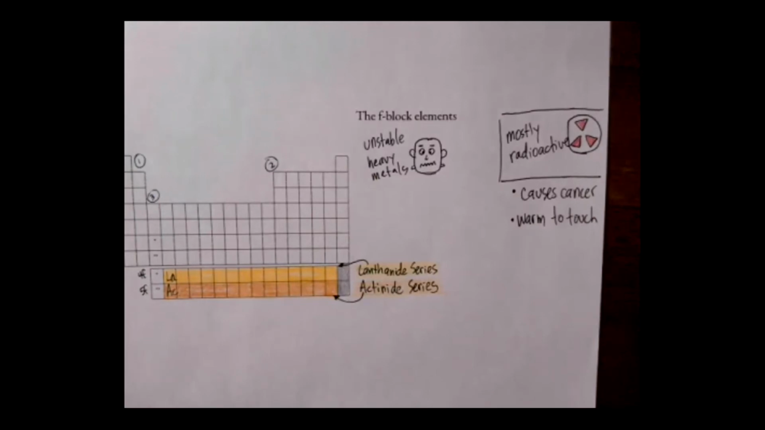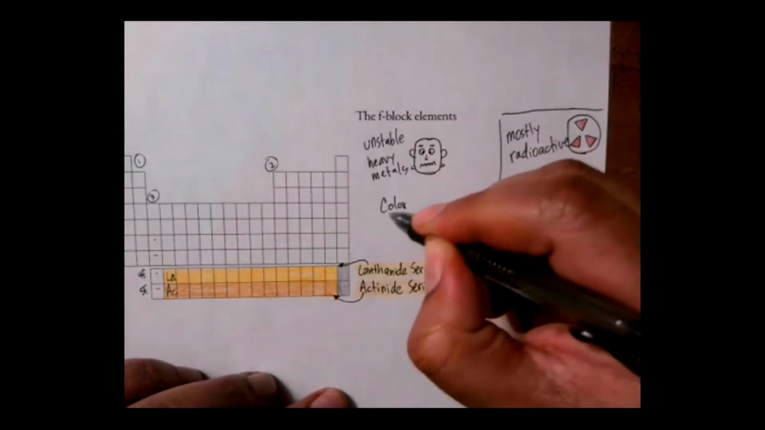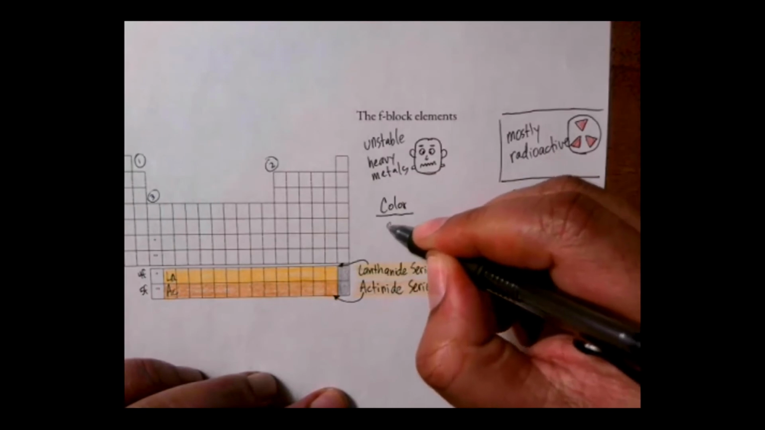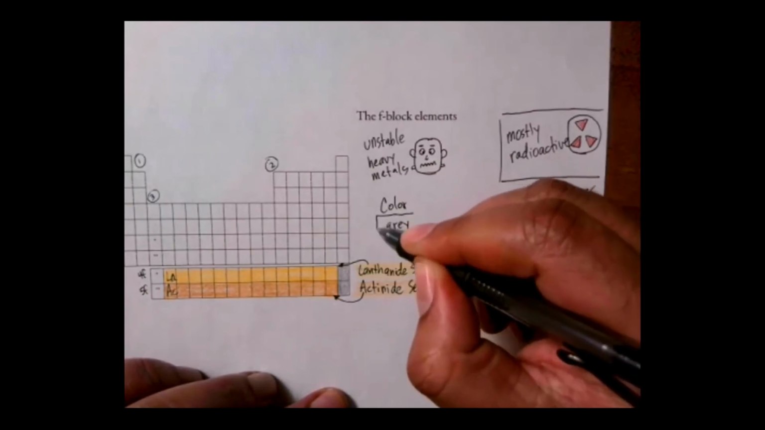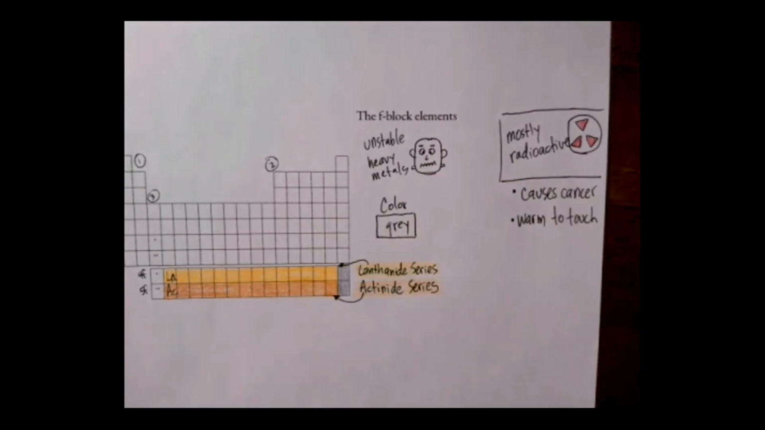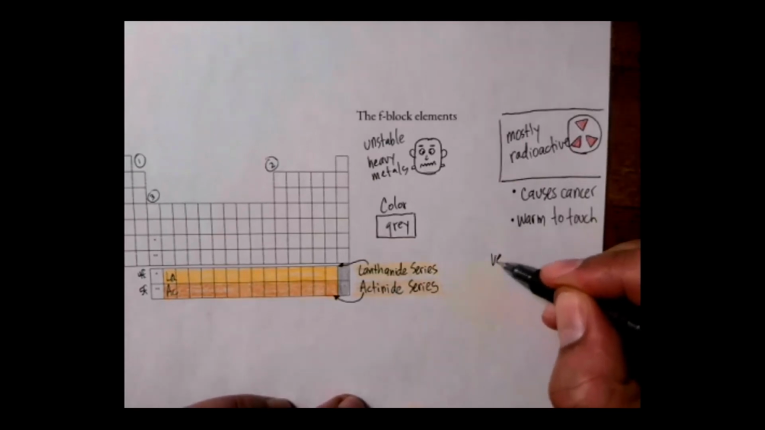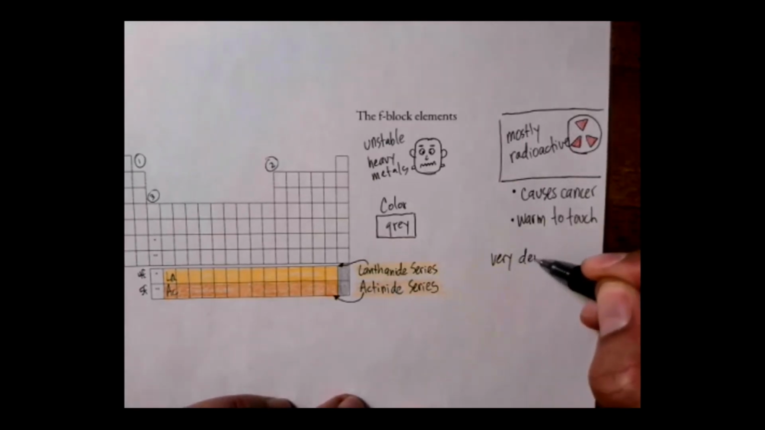Dangerously radioactive, known to cause cancer, okay? They are all grays. Let's put color here. Gray. Okay. They are very dense, very dense.